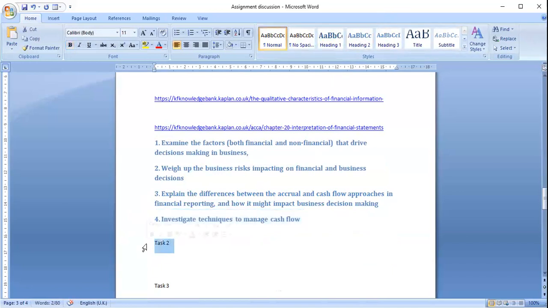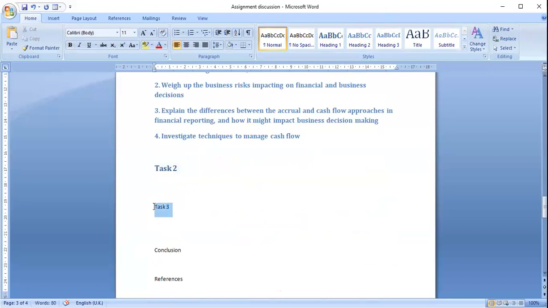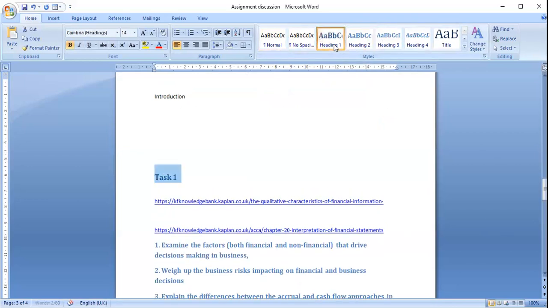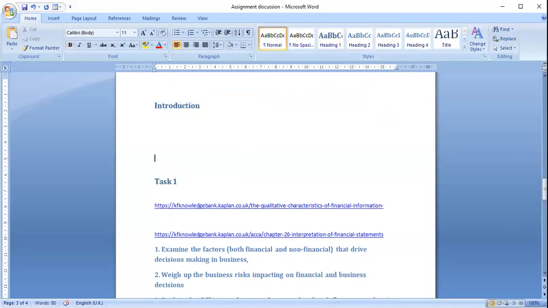And then you have task 2, and task 3, and then you have main heading 1, and make sure you add the reference. Okay, I'll show you how we can do it. So we have done all these headings, and underneath we can write and complete.